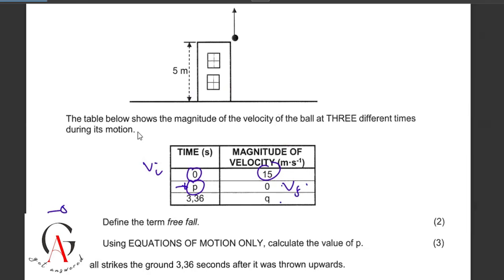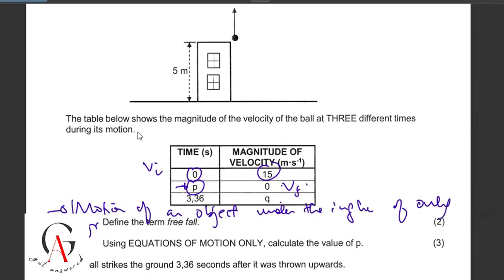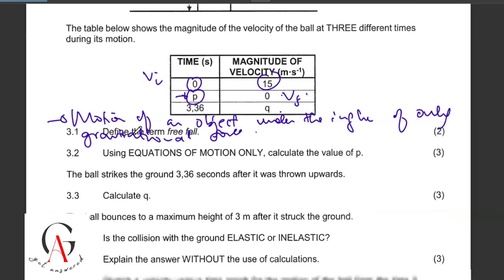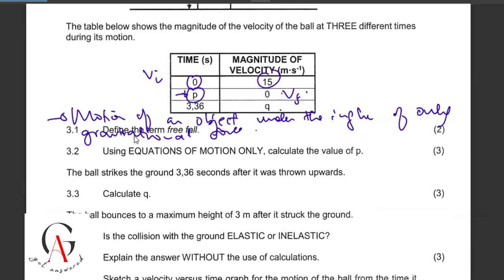So we know that free fall is basically the motion of an object under the influence of gravitational force only. And then 3.2, using the equations of motion only, calculate the value of P.